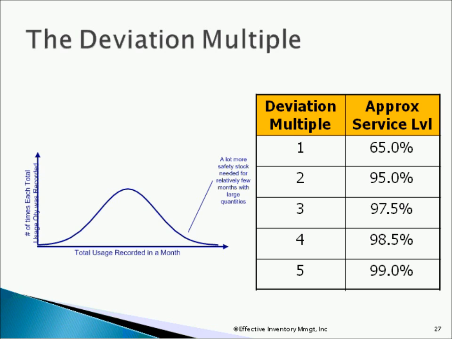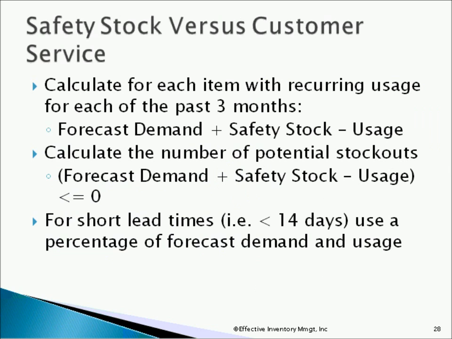But you see on this screen, I'm calling this an approximate service level. It's not exact. If I want to know pretty much exactly what my service level is going to be, I'm going to utilize a methodology that we call residual inventory analysis. Okay? And residual inventory analysis sounds like a very fancy term, but it really isn't. How do I do this? Well, I look at each item with recurring usage over the last 3 months. And I look at the forecast demand. Keep in mind, the forecast demand was what I predicted I would sell.